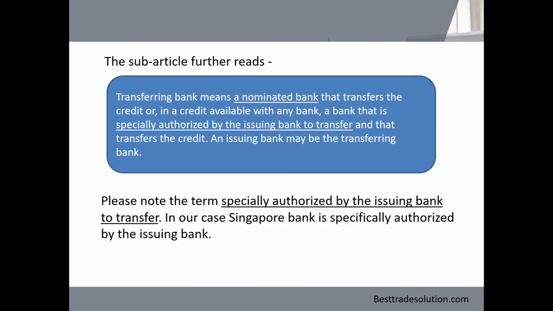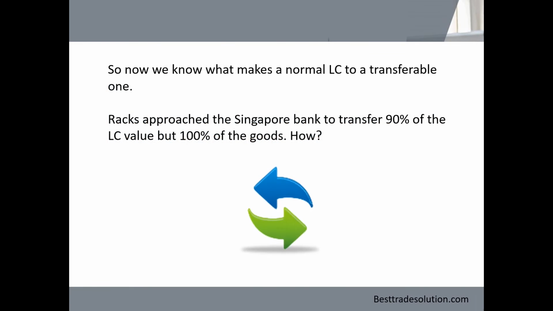The subarticle further reads, transferring bank means a nominated bank that transfers the credit, or, in a credit available with any bank, a bank that is specially authorized by the issuing bank to transfer and that transfers the credit. An issuing bank may be the transferring bank. Please note the term specially authorized by the issuing bank to transfer. In our case, Singapore Bank is specifically authorized by the issuing bank. So now we know what makes a normal LC a transferable one.